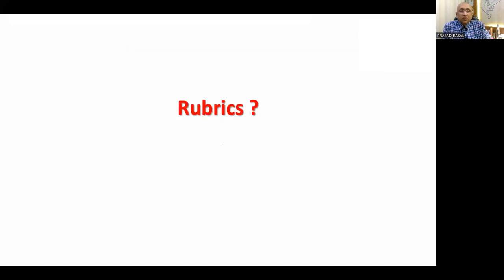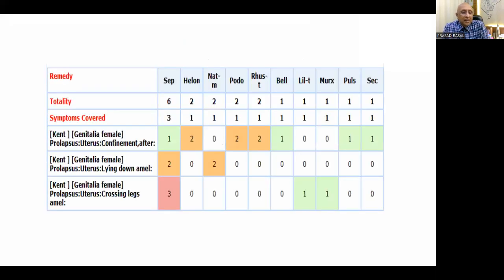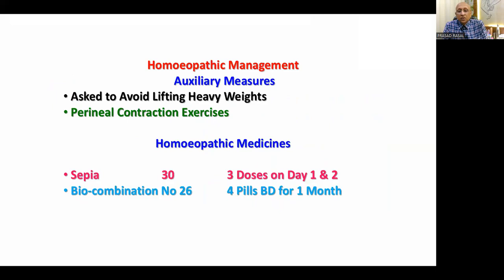So I considered the following rubrics. Rubrics were very simple again. Genitalia female, prolapsus uterus, confinement after. This is very important. This is given over there in Kent's repertory. Confinement after. She had just delivered a month or 2 months back. Prolapsus uterus lying down Amalrex, prolapsus uterus crossing legs Amalrex, sepia, clear-cut prescription was there. But this was the first trial of whether a mechanical problem gets settled with homeopathy or not. I prescribed sepia 30, 3 doses on day 1 and 2, along with biocombination number 26.